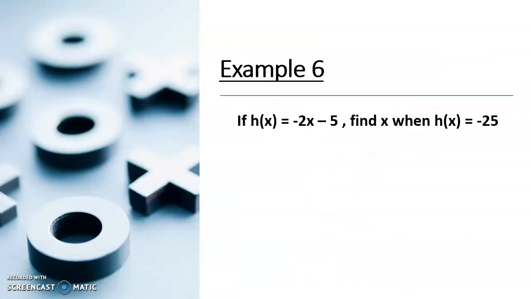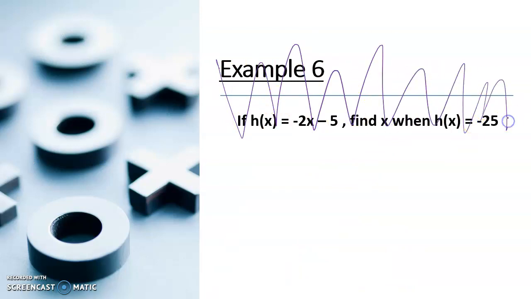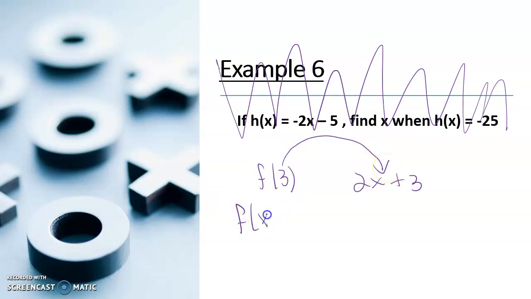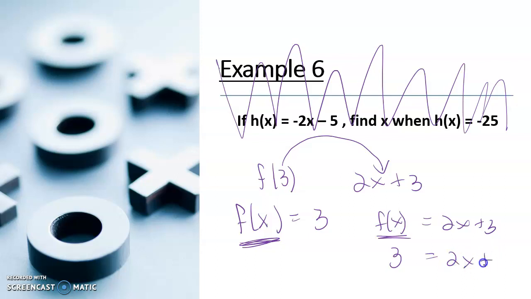Okay, so we're not going to do example 6 yet. I just want to kind of review what we talked about today. So when you have f of a number, okay, f of a number means plug in. So if I had 2x plus 3, okay, then I would take 3 and I would plug it in for x. However, if I have f of x equals 3, then I'm going to replace the entire f of x. So if this said f of x equals 2x plus 3, I'm going to replace the entire f of x. 3 equals 2x plus 3.